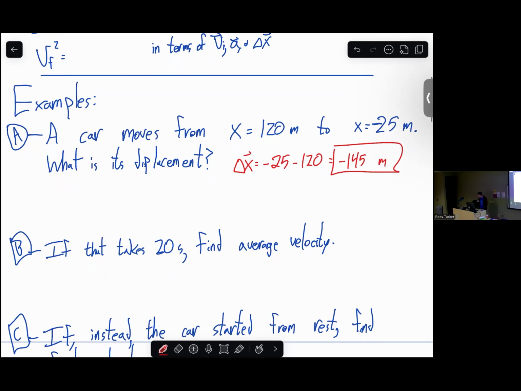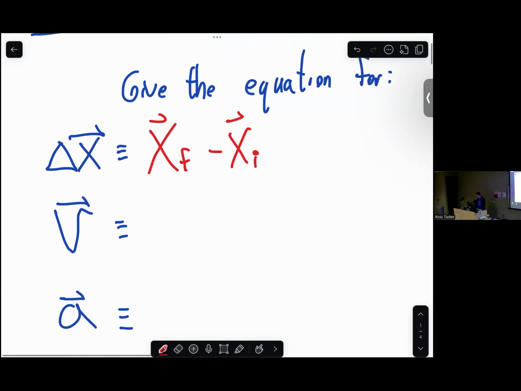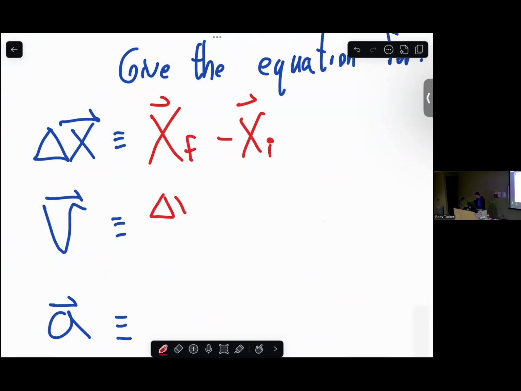If traveling that 145 meters in the negative direction takes 20 seconds, find the average velocity. Well, what's average velocity's equation? Delta x over delta t, displacement per how long it took to affect that displacement. So I can just take that equation and plug in: average velocity is the displacement divided by the time it took to affect that displacement.